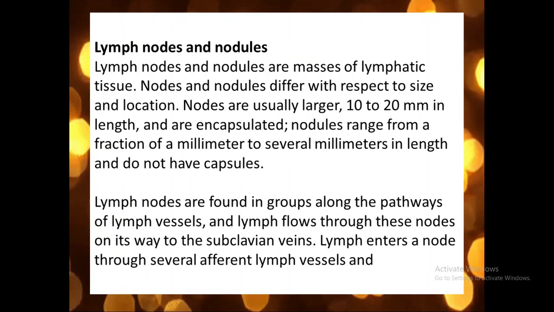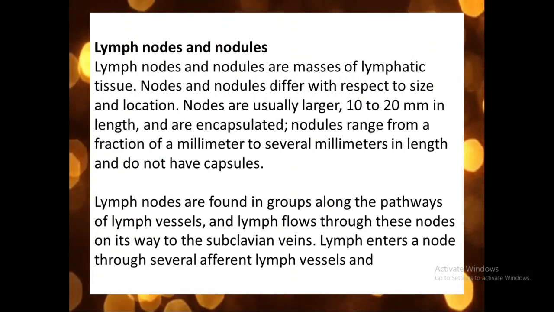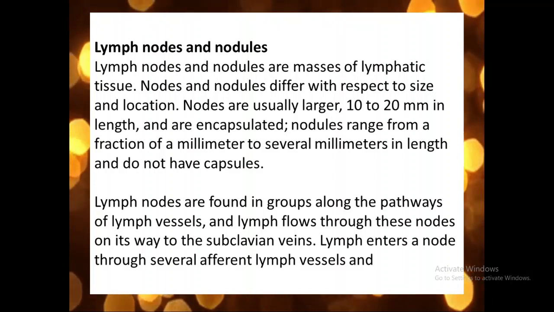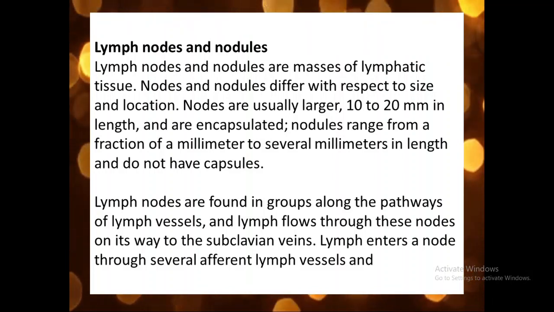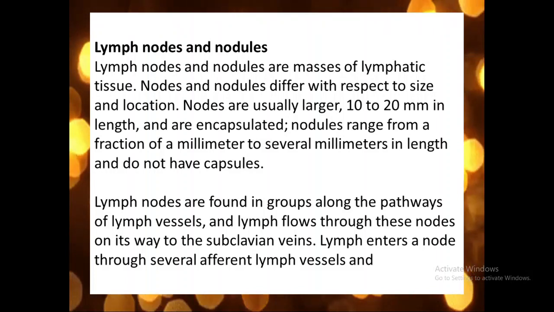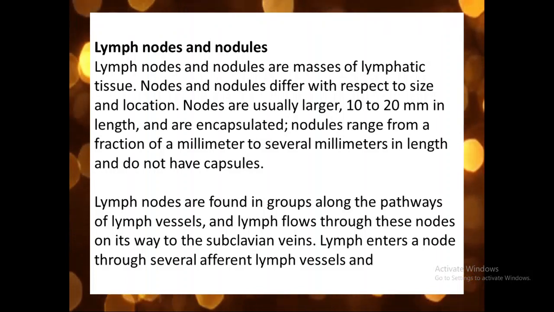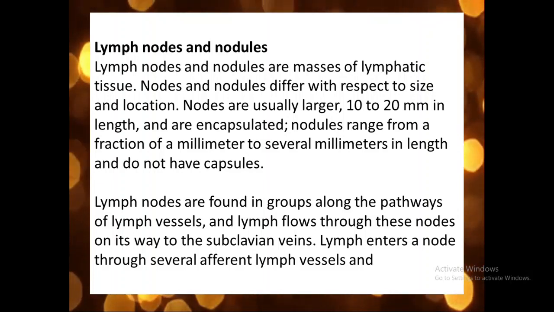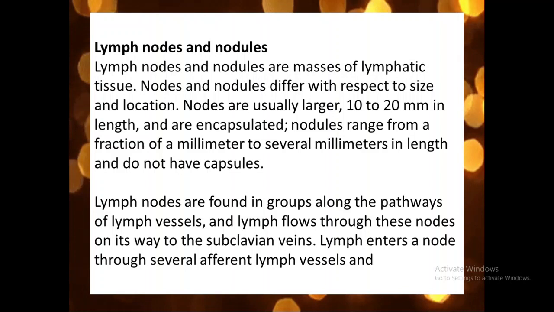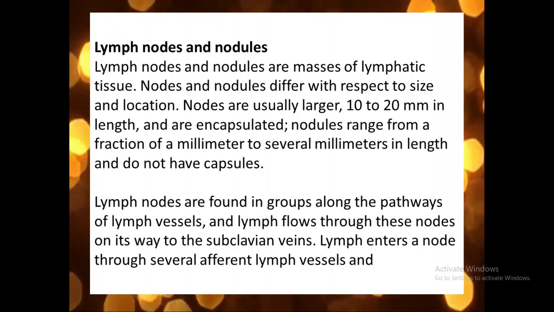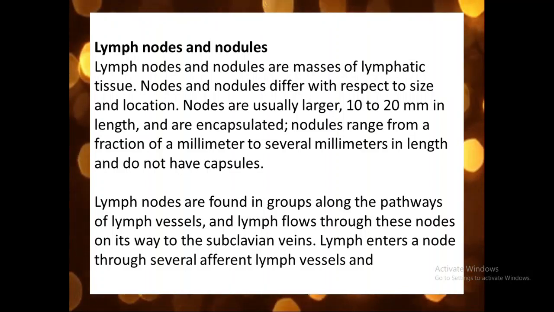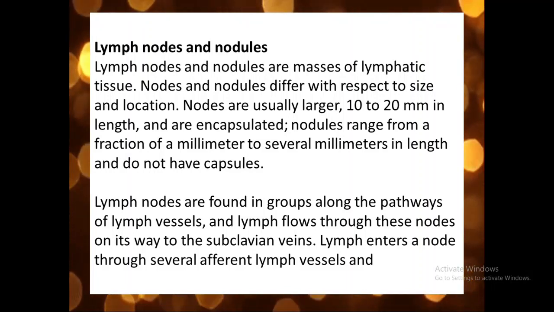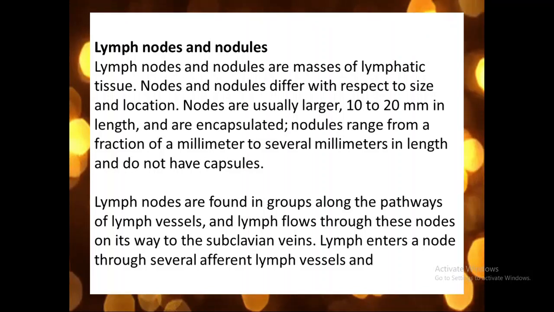Let's have the lymphatic nodes. Lymphatic tissue consists mainly of lymphocytes in a mesh-like framework of connective tissue. As we remember, most lymphocytes are produced from stem cells in the red bone marrow, then migrate to the lymph nodes and nodules, to the spleen and to the thymus. Lymph nodes and nodules are masses of lymphatic tissue.